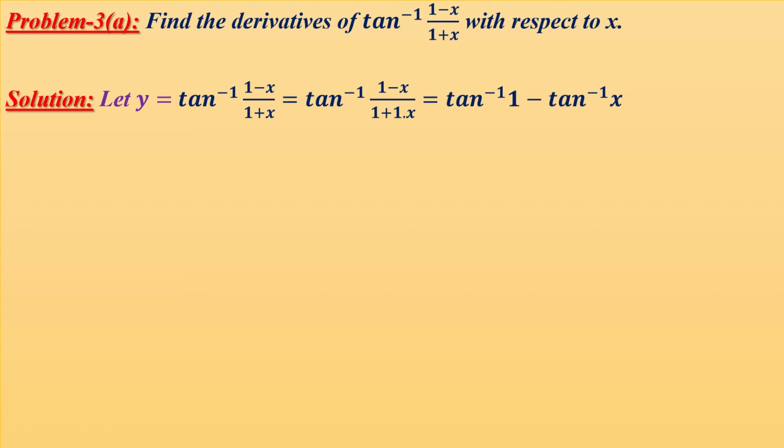But tan inverse 1 means pi by 4, because 1 means tan pi by 4. So tan inverse tan can be omitted. So here will be only pi by 4 minus tan inverse x.